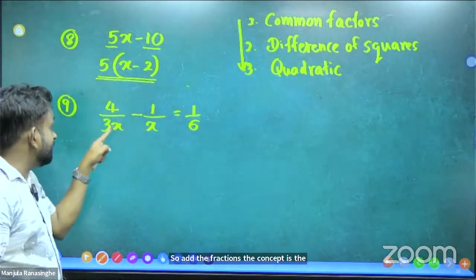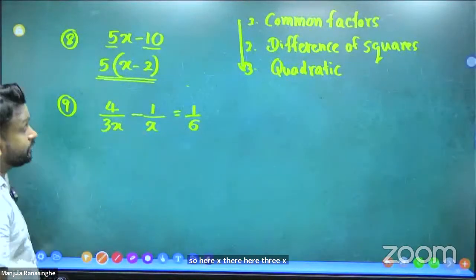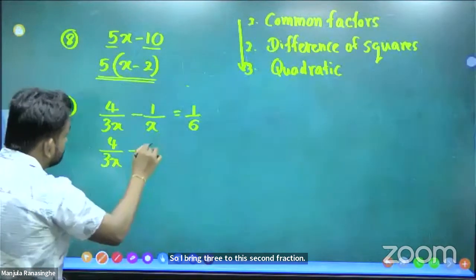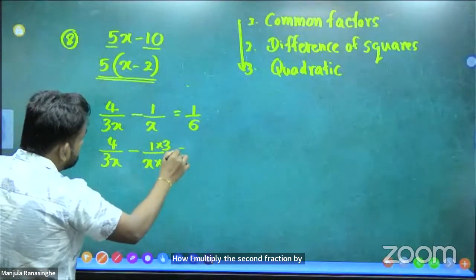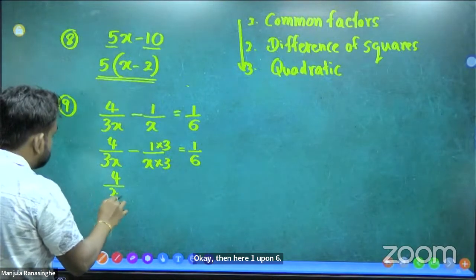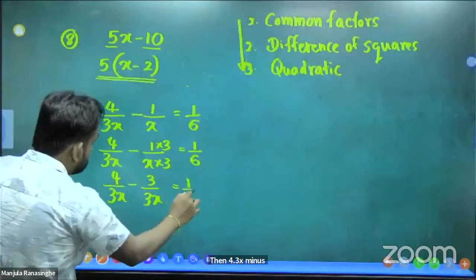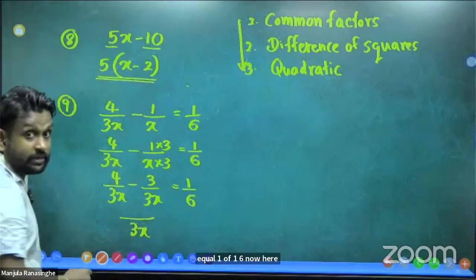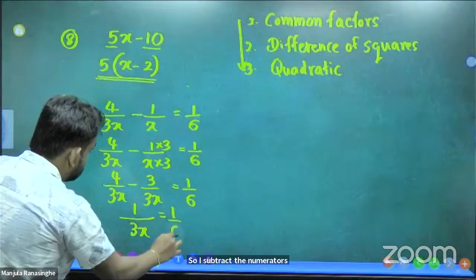So here there is x, here 3x, and here there is no 3. So I bring 3 to the second fraction. I multiply the second fraction by 3. Then 1 upon 6 stays. Then 4 upon 3x minus 3 upon 3x equals 1 upon 6. Now the denominator 3x is the same, so I subtract the numerators. 4 minus 3 is 1, equals 1 upon 6.